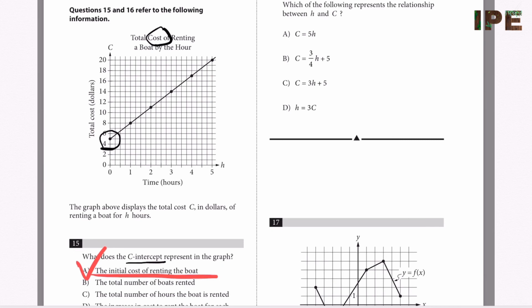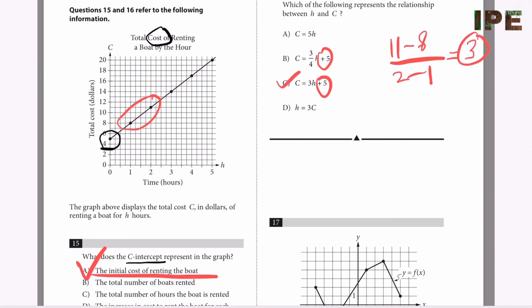Number 16. Which of the following represents the relationship between H and C? To find that equation, the y-intercept is 5. Which one has 5? This one and this one. And then you're going to find the slope. So find the slope between these 2 points. Y2 minus Y1, 11 minus 8, over X2 minus X1, 2 minus 1. Which is what? Just 3. Okay, C is the answer, with a slope of 3.